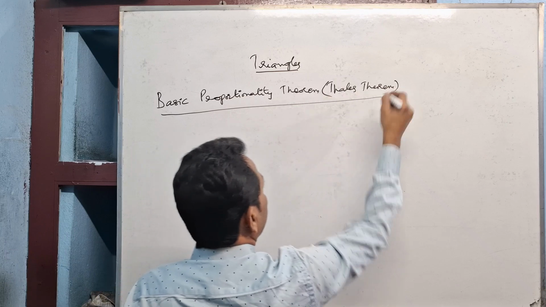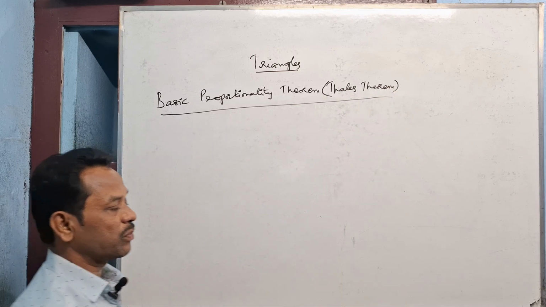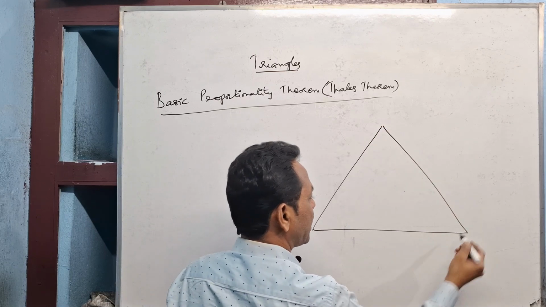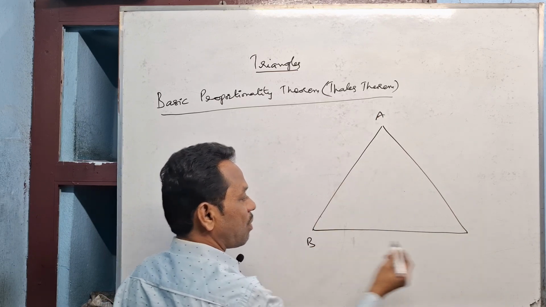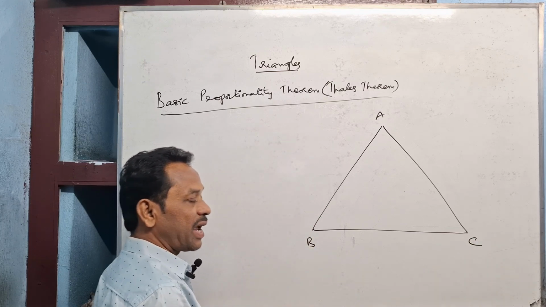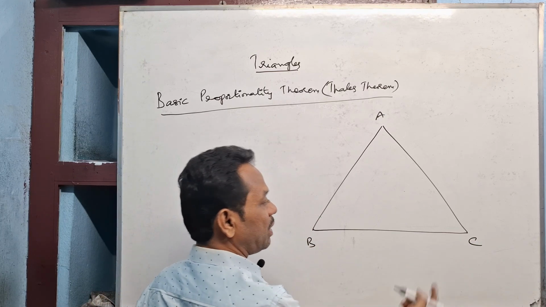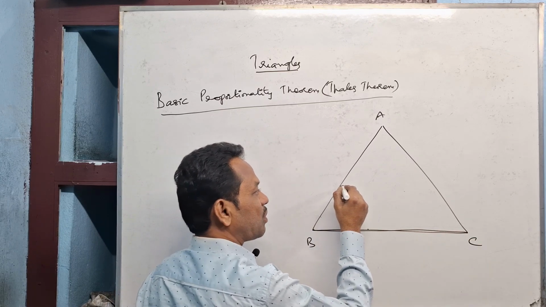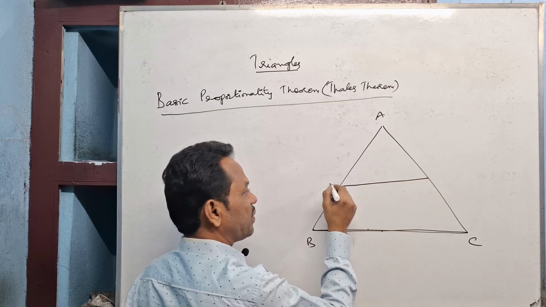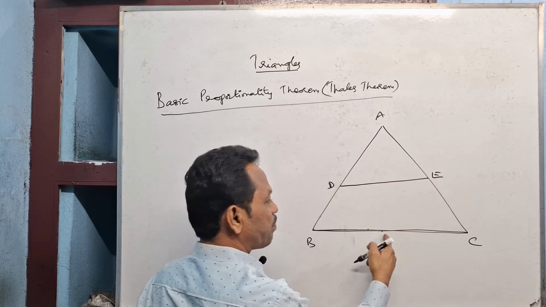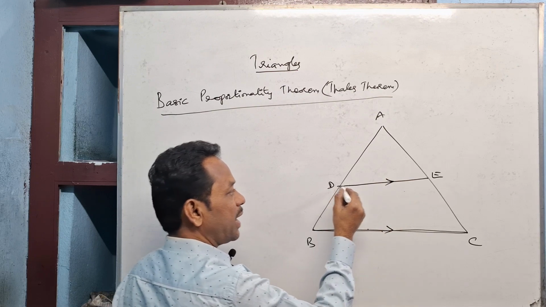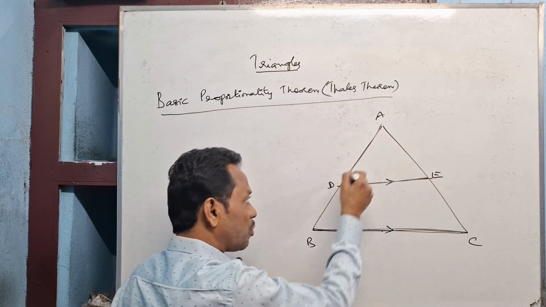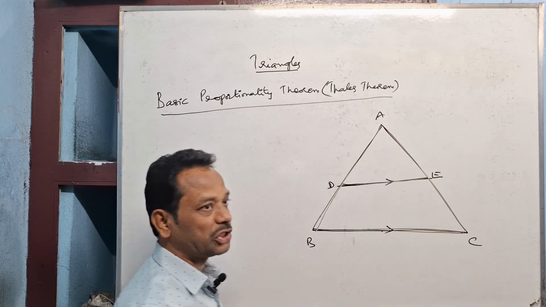Now what exactly this theorem says? Now it says that if a line is drawn parallel to one side of a triangle, in a sense, let me take BC. For BC, let us draw a line parallel to this BC. So in this case, DE is parallel to BC. Okay, DE parallel to BC. Then this DE divides other two sides, these two sides in the same ratio.